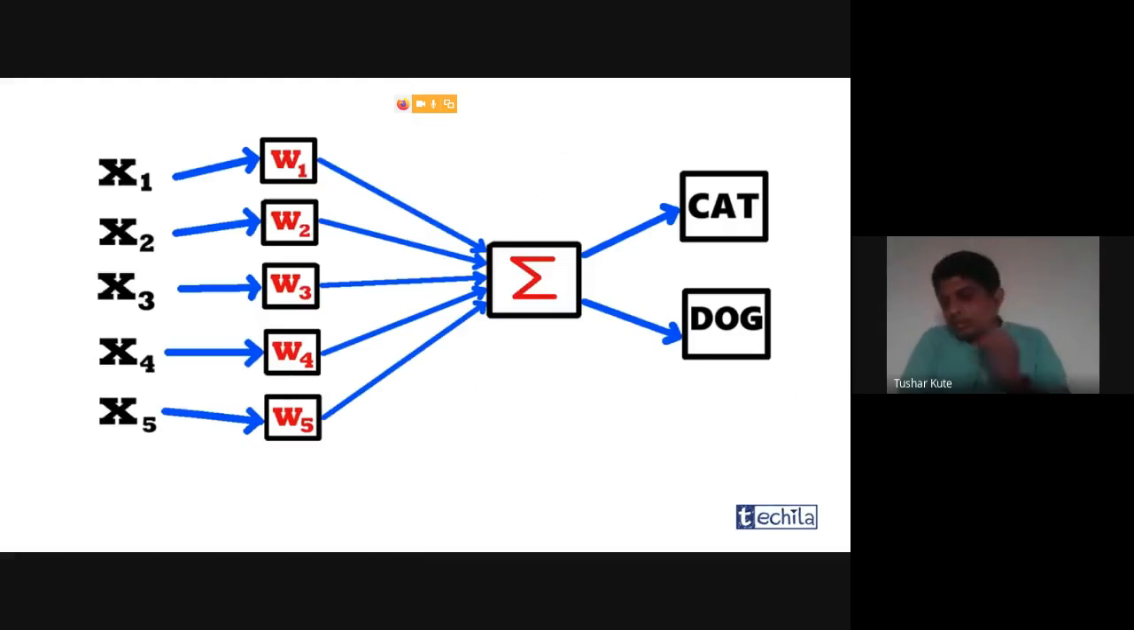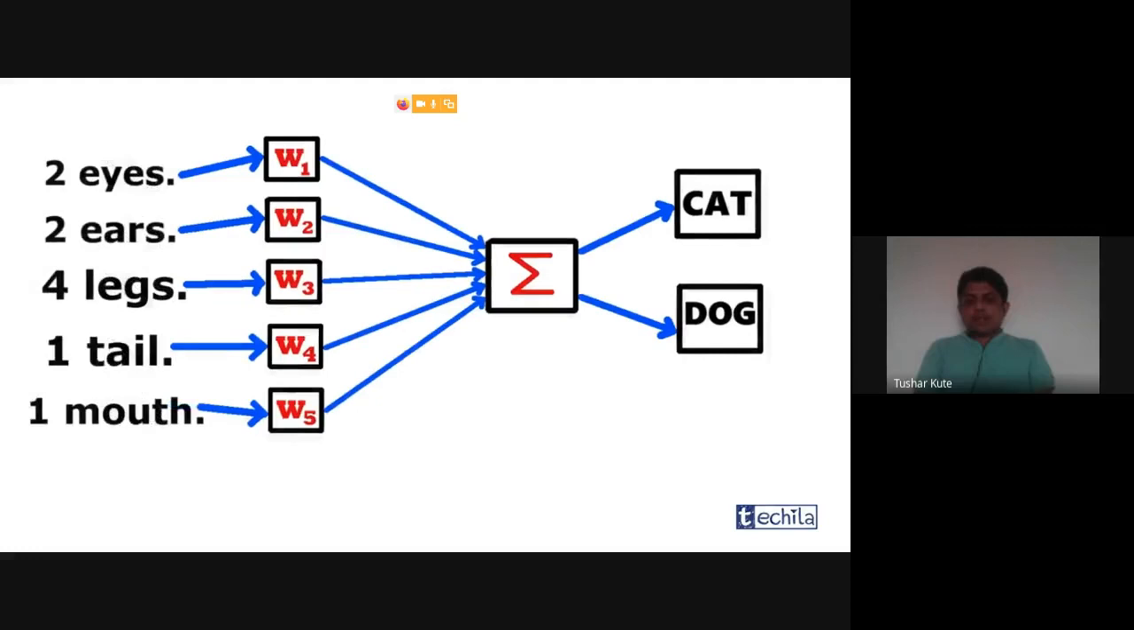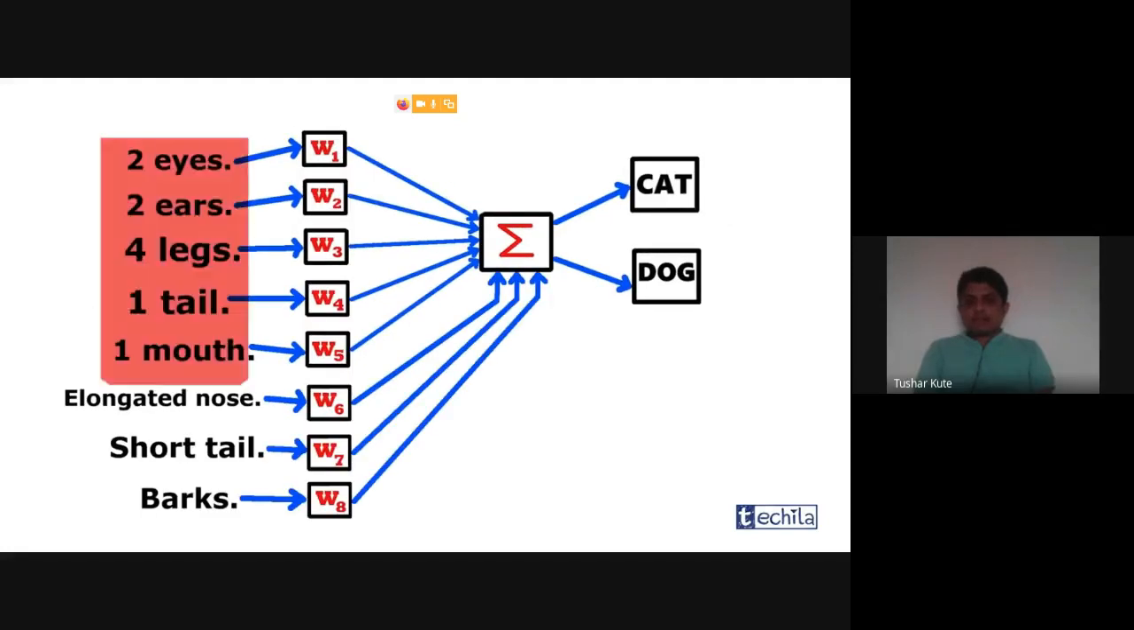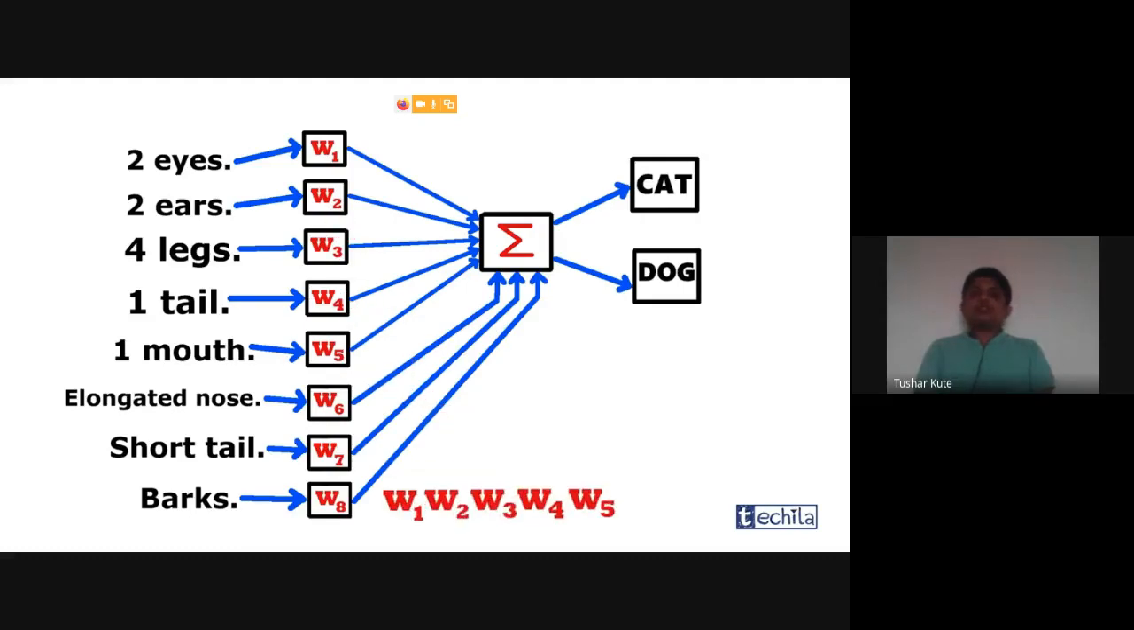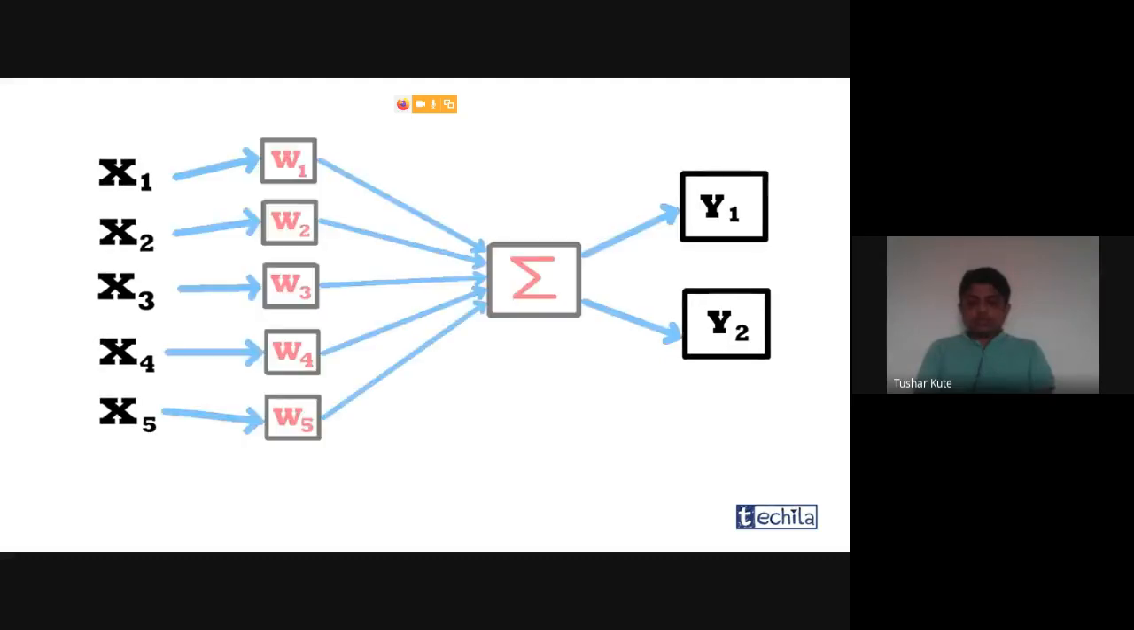In machines, each piece of information extracted from the image of an object is assigned a weight, which is nothing but a factor that describes how distinctly a particular piece of information defines that object. For example, while distinguishing a dog from a cat, information like four legs, two eyes, etc. will be assigned lesser weights than information like barking or an elongated nose, because these data differentiate dogs from cats more prominently. Such learning is called supervised learning, in which the inputs and the outputs are given to the machine and it just figures out the distinct relationship between each output and its inputs.